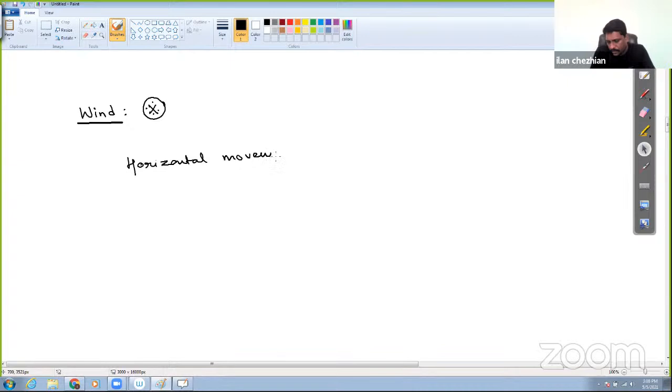Horizontal movement of air mass, right, is called as wind. Okay. And somewhere I know wind always moves from high pressure to low pressure, right? Very important statement.